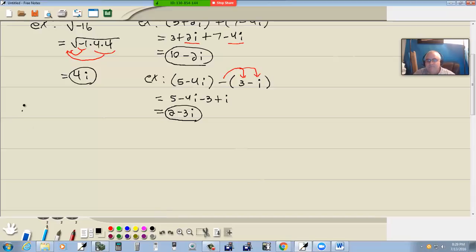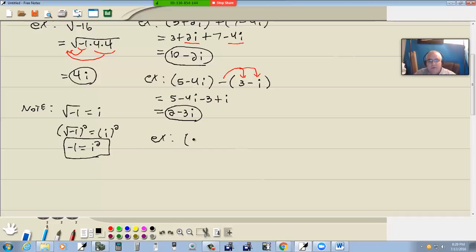Now note, we said that the square root of -1 gives you i. If I were to square both sides, a square root and a second power cancel each other, so that gives me -1 is equal to i squared. So i squared is equal to -1. You'll use that when you're doing multiplication.